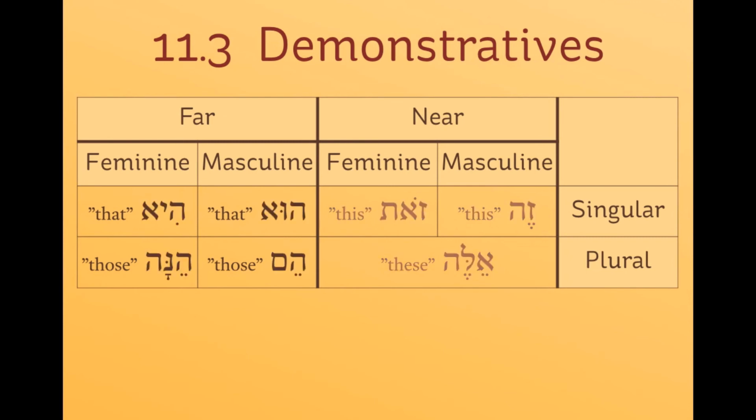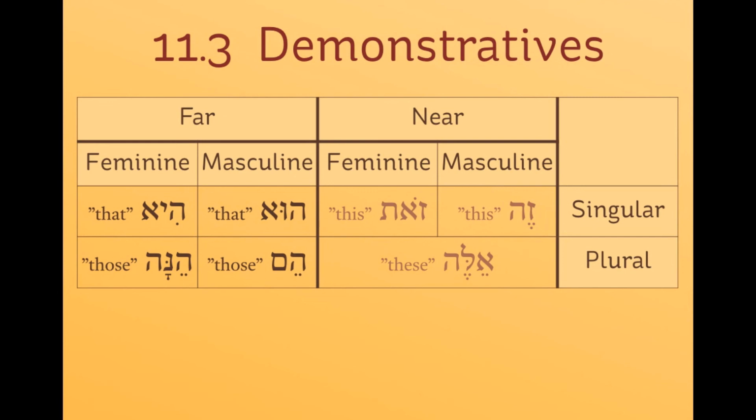The far demonstratives are actually identical in form to the subject pronouns. Hebrew just recycles the third-person subject pronouns to do the other duty of far demonstratives. So hu as a far demonstrative refers to that masculine singular thing, hi, that feminine singular thing, hem, those masculine plural things, hen, those feminine plural things. So no new forms to memorize. That's good news. The bad news is now we've got the same form with a double function.